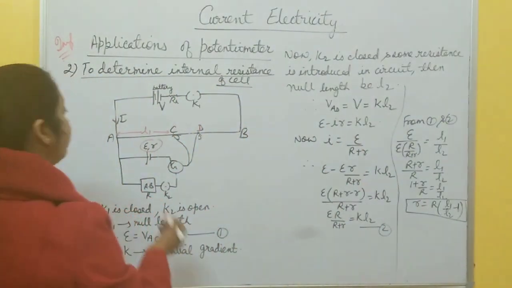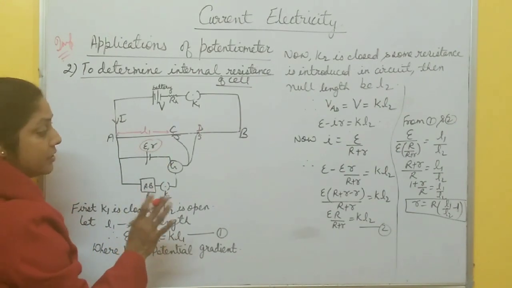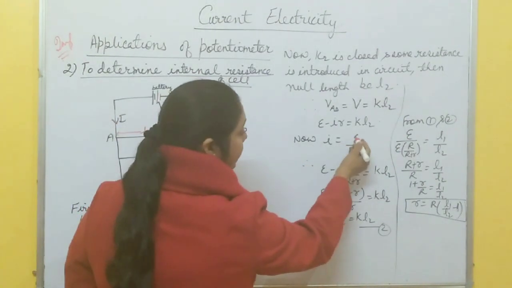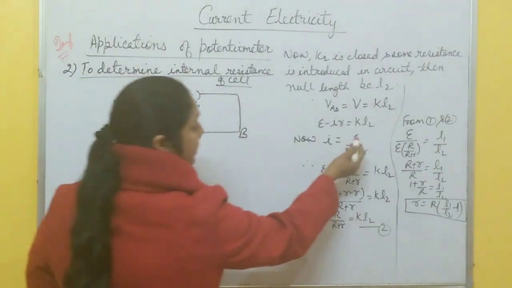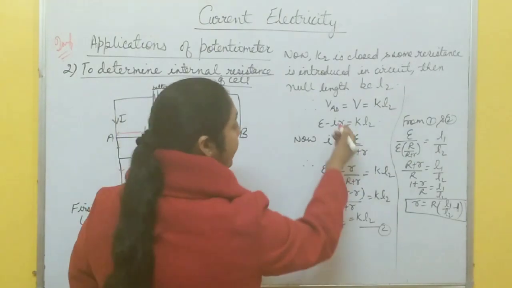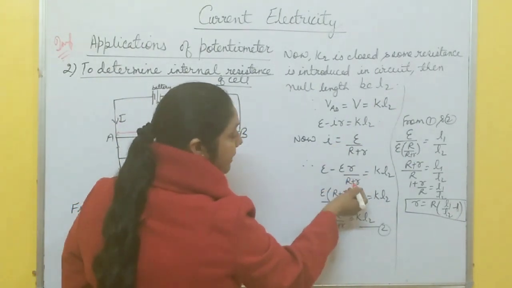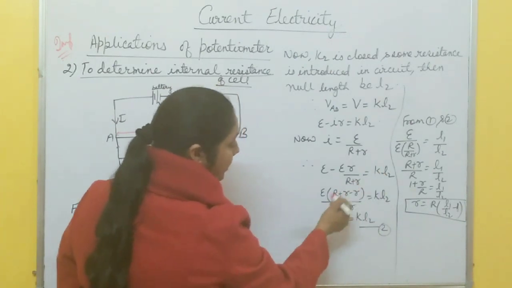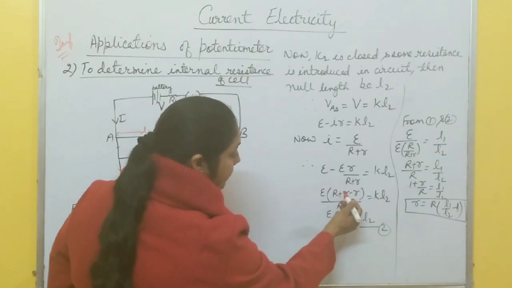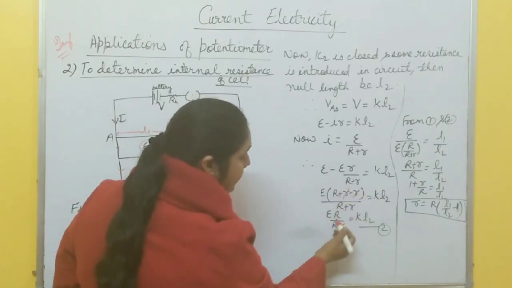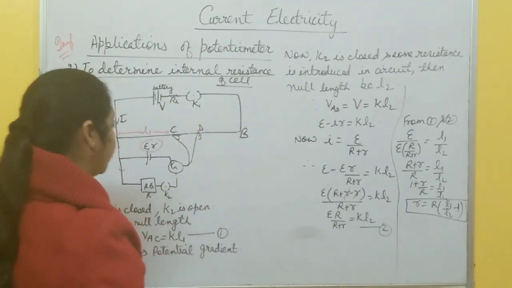And what is the value of I? Here there are two resistances, r and capital R, both in series, so the total current flowing through this circuit is I equal to E by R plus r. You put the value of I here. So this equation becomes E minus Er by R plus r equal to KL2. You just calculate, take LCM R plus r. So E(R plus r) minus Er, this r cancels. E R by R plus r equal to KL2. This is equation number 2.